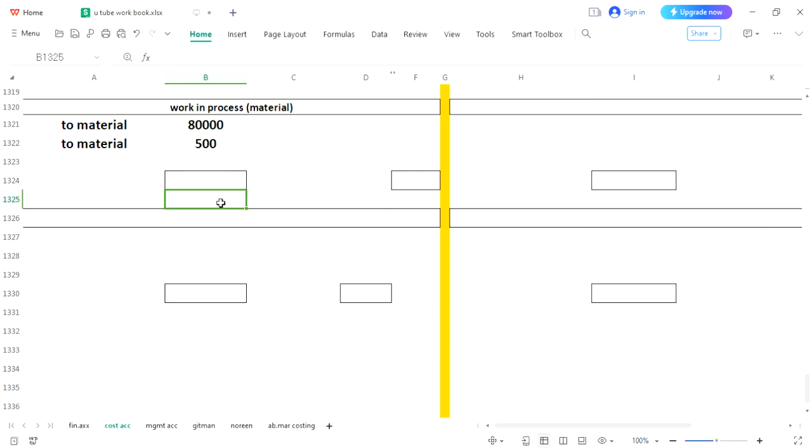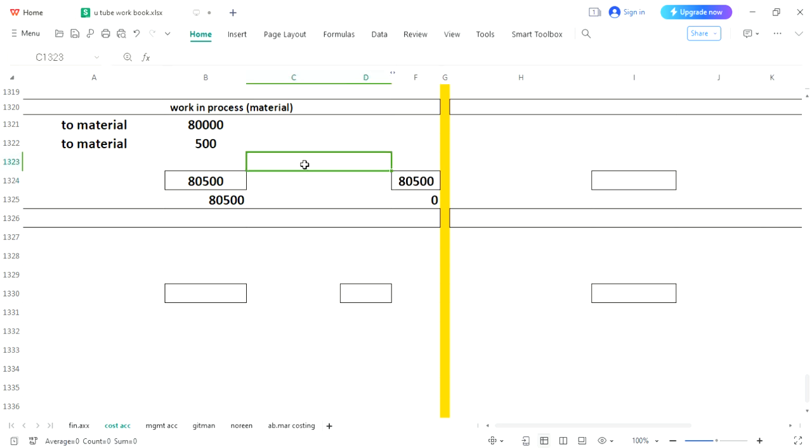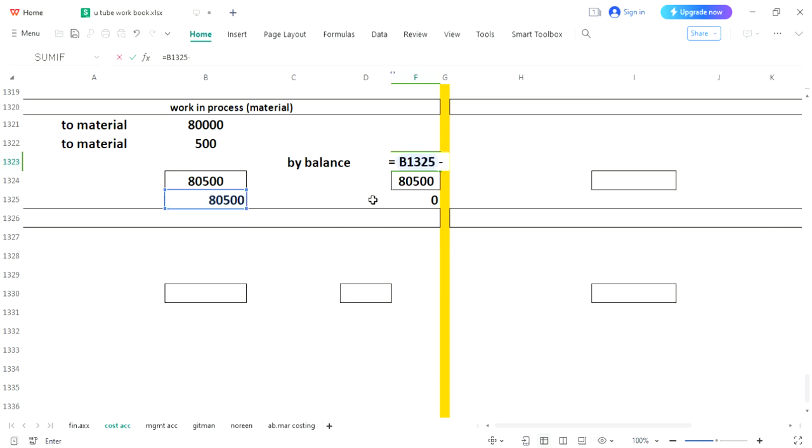Next step is to calculate sum of both sides. 80,500 is sum of debit side. We are adding these two amounts, and nothing is present on credit side, so 0 is total of credit side. Now we will choose the larger sum, which is 80,500. Put it on total of both sides. Then we will choose the smaller side. This is smaller. Here we will calculate the balance. How? By subtracting smaller sum from the larger sum. Larger sum is 80,500, and you will subtract smaller sum, which is 0. In this way you have calculated your first balance.